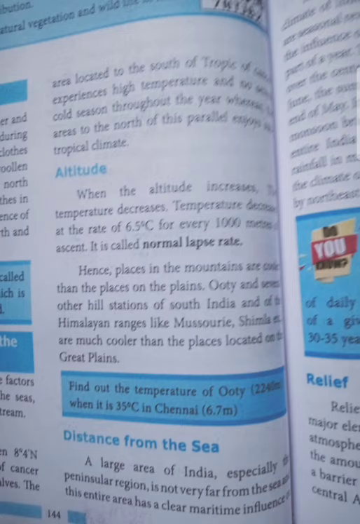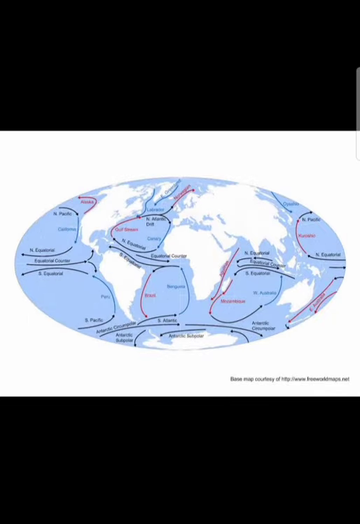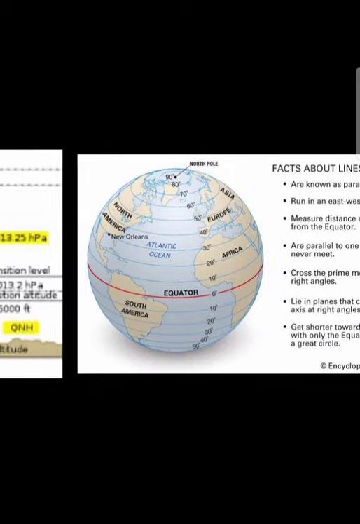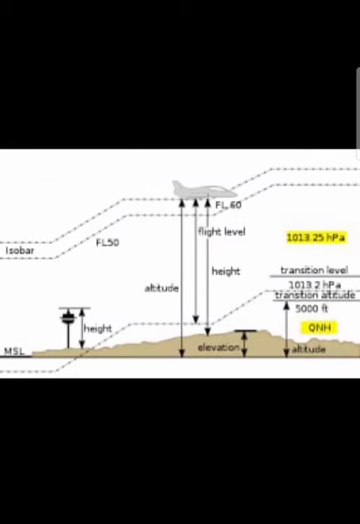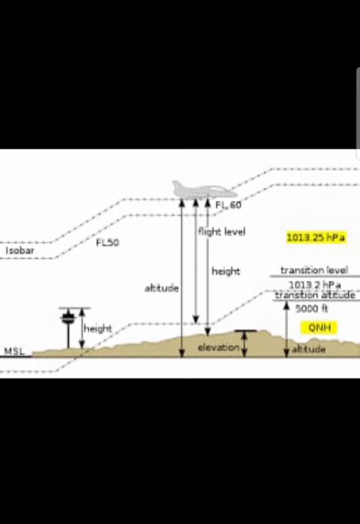Altitude. We move on to altitude. What is meant by altitude? Altitude means height, right from the lower area to the higher area. The temperature decreases as you go up. See the mountaineers climbing the mountain. Even if you are going to Tirupati, you will feel a different type of climate. As you go up, you will feel very cool.